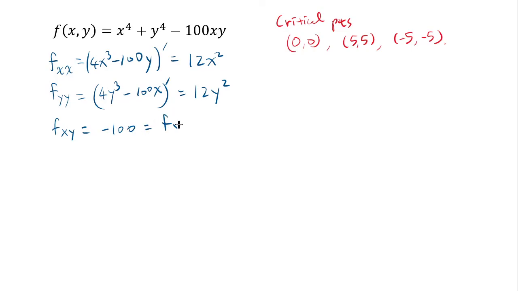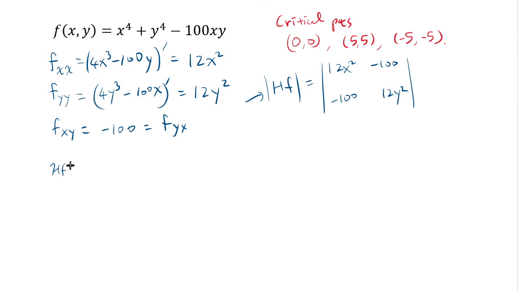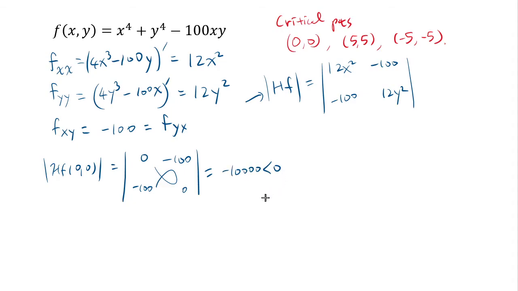And remember that second partials commute, so it's like this. Which means that the determinant of the Hessian is 12x squared, negative 100, negative 100, and then 12y squared. And let's evaluate this. So the Hessian at 0, 0, this will be 0 plugged in here, negative 100, negative 100, and then when you plug in 0 here, it's going to be 0. So you get negative 10,000, which is a negative number.